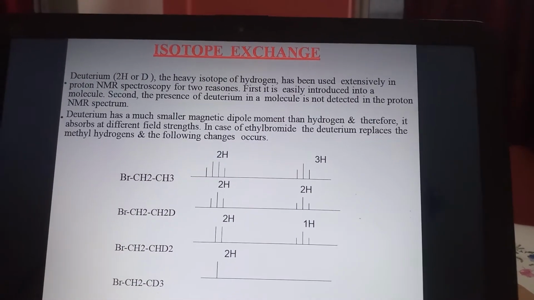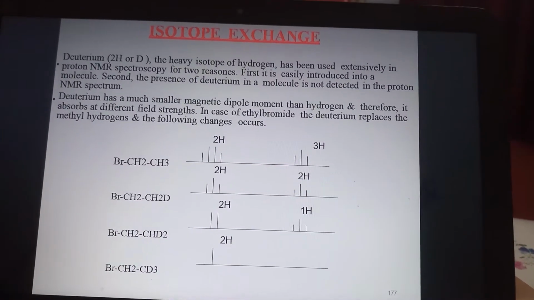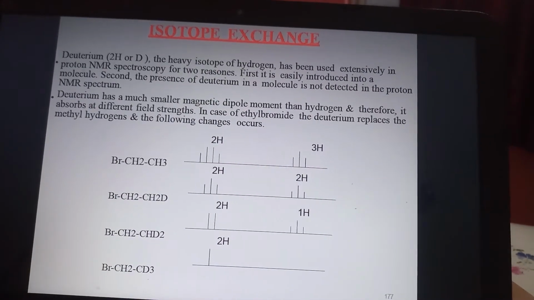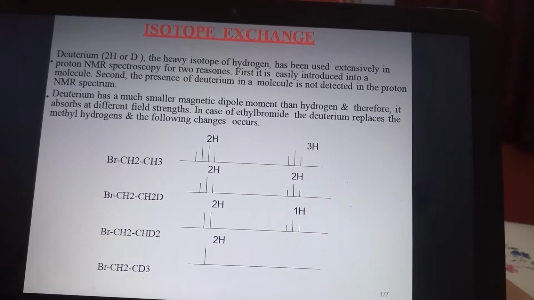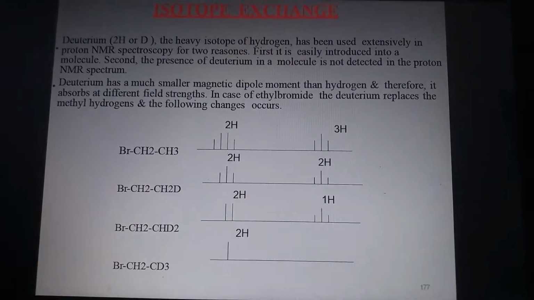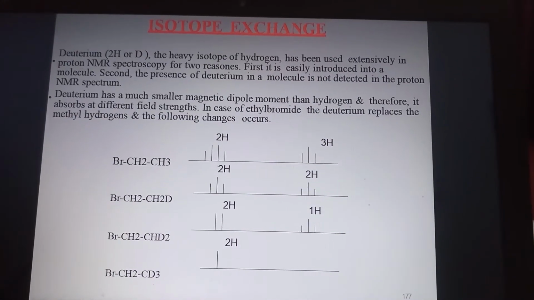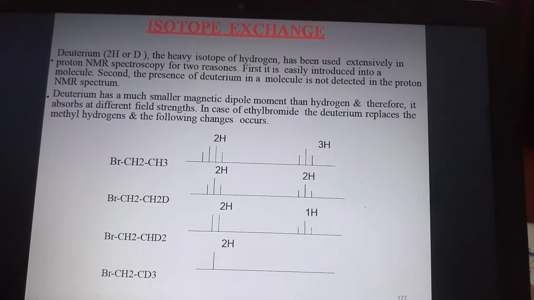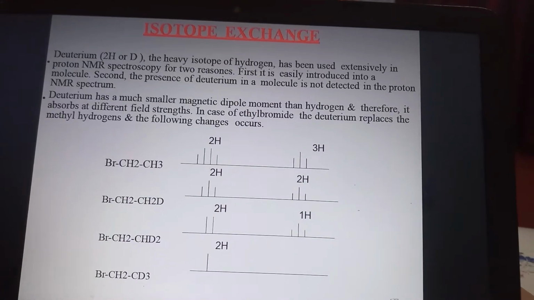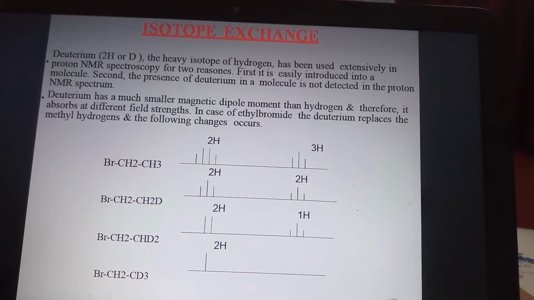Another method is isotope exchange. We know that deuterium, the heavy isotope of hydrogen, has been used extensively in proton NMR spectroscopy for 2 reasons. First, it is easily introduced into a molecule. Second, the presence of deuterium in a molecule is not detected in the proton NMR spectrum. Deuterium has a much smaller magnetic dipole moment than hydrogen, and therefore it absorbs at a different field strength.